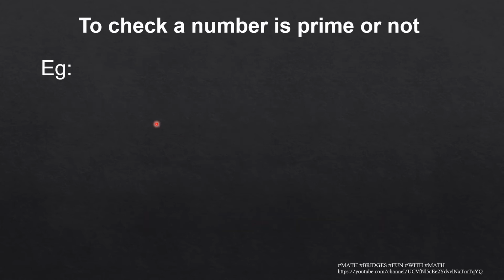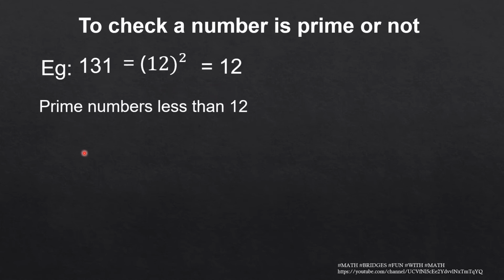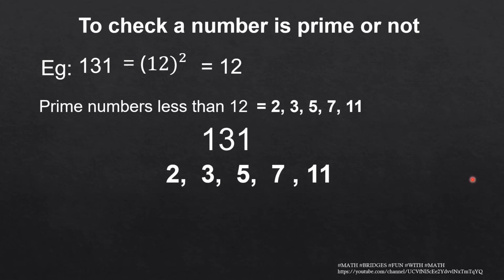Let's consider one more example. We'll take 131, and find the nearest square number. 11 11s are 121, 12 12s are 144. 121 we can't take, it's less than 131. So we will take 12 square, which gives us 12. Next step, the second step, is to write the prime numbers less than 12. There are 2, 3, 5, 7 and 11. The final step, we will check whether 131 is divisible by 2, 3, 5, 7 and 11 using divisibility rules.